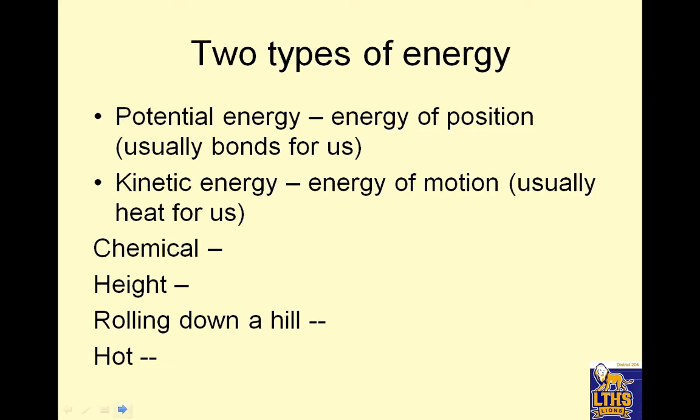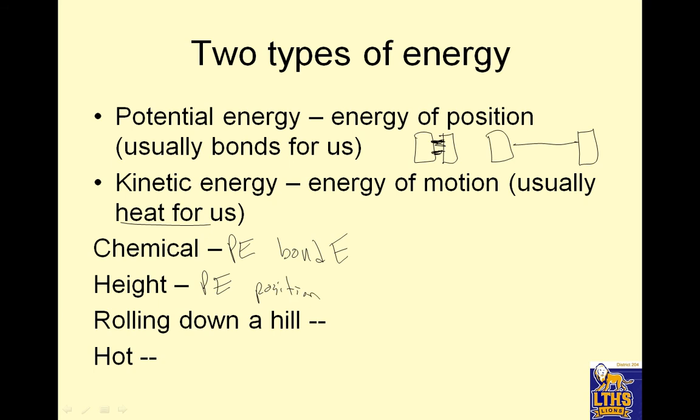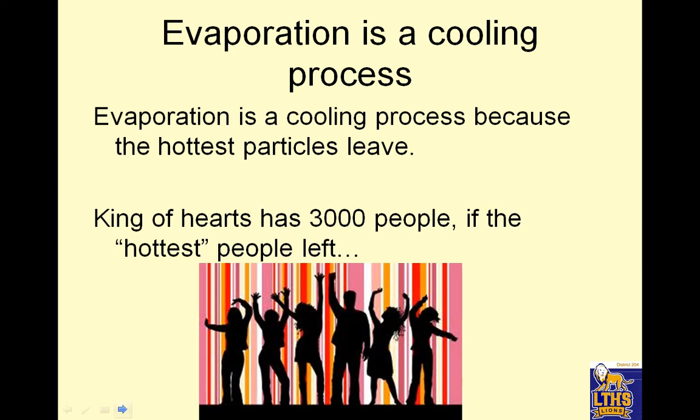Two types of energy. Again, potential energy is energy of position. For us, it's bonds because a strong bond would hold you close. A weak bond would be farther. Kinetic energy is the energy of motion, which is usually heat for us. Chemical energy is potential energy because it's bond energy. Height is potential energy because it's position. Rolling down a hill is kinetic because it's moving. This is kinetic because the particles are moving faster.